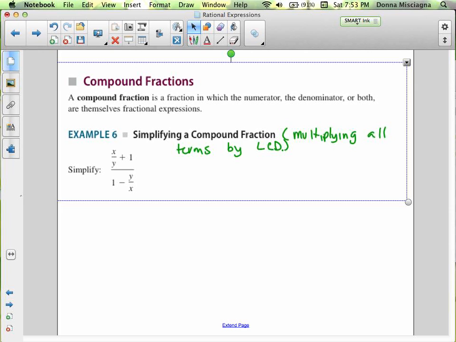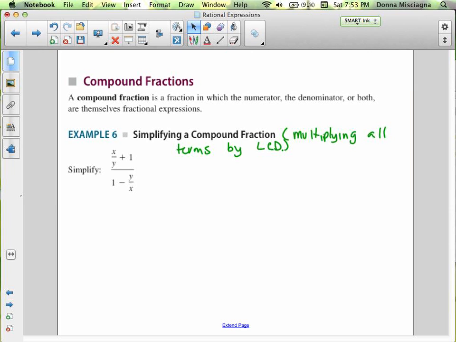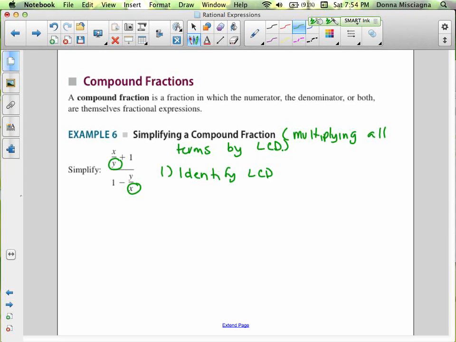The least common denominator here is all the unique terms that we have in the denominator, and just the number of times they occur. Well, we've got two terms, and they each occur once. So the least common denominator is x times y. So our first step is to identify the LCD, which is the product of all unique factors.